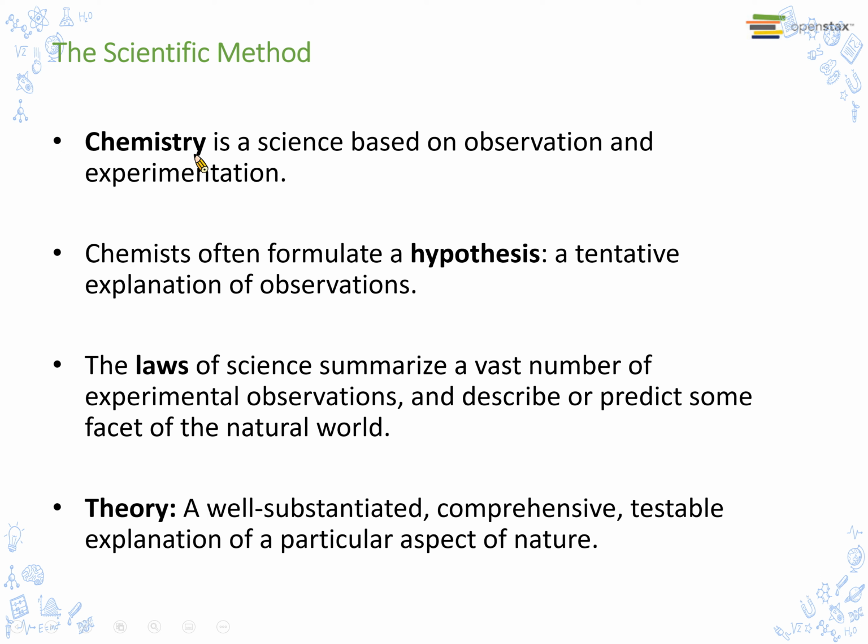The scientific method. Chemistry is a science based on observation and experimentation. Chemistry often formulates a hypothesis, a tentative explanation of observations. A law of science summarizes a vast number of experimental observations and describes or predicts some facet of the natural world. A theory is a substantial, comprehensive, testable explanation of a particular aspect of nature.